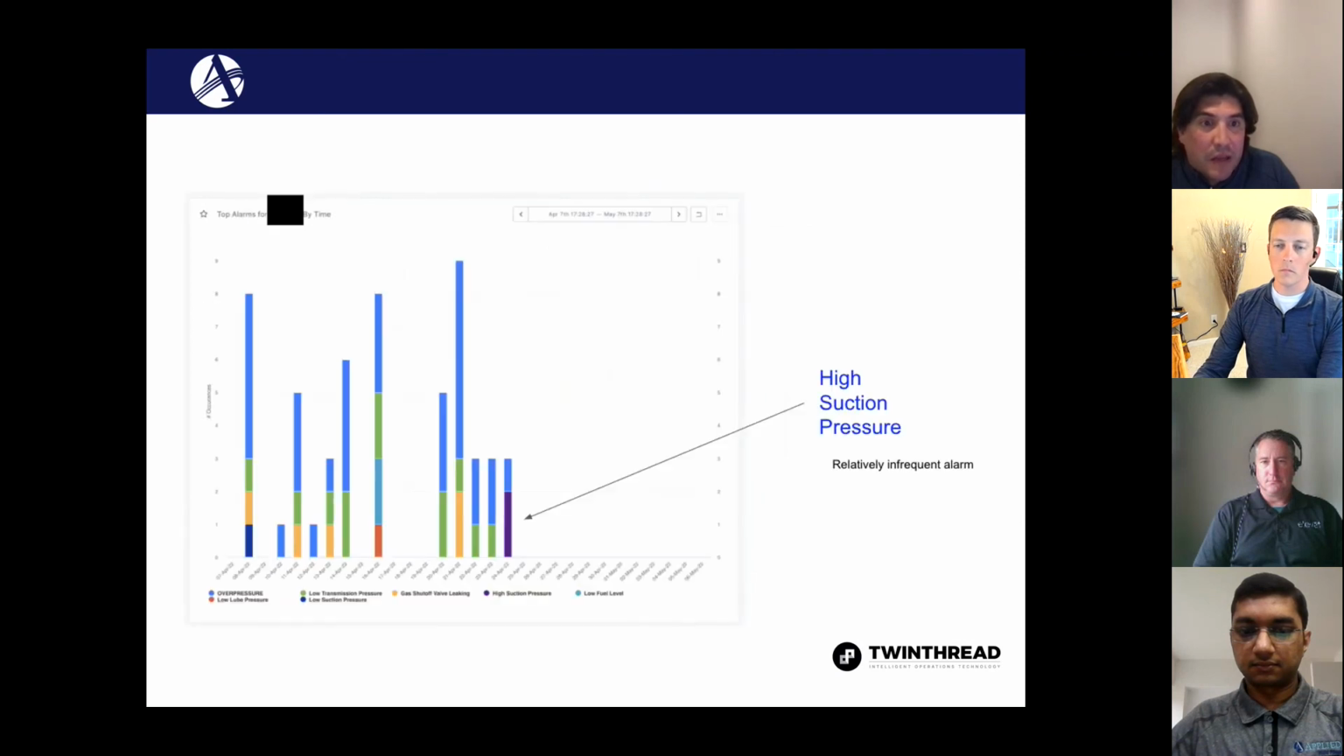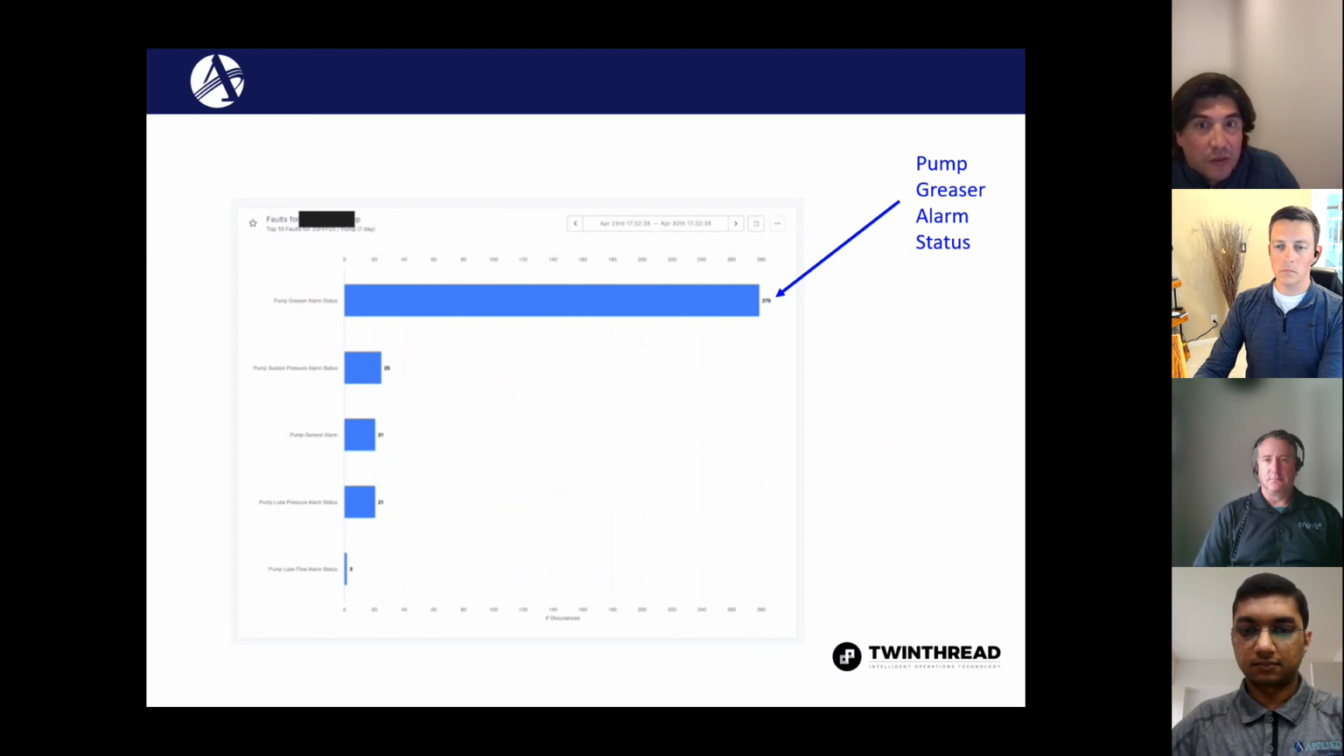Go to the next slide as well. Yeah, this is showing that there was a high suction pressure alarm as well. So there's many different ways for me to triage a potential failure event by looking at all the different data sources or different visuals and analysis tools we have in the system.